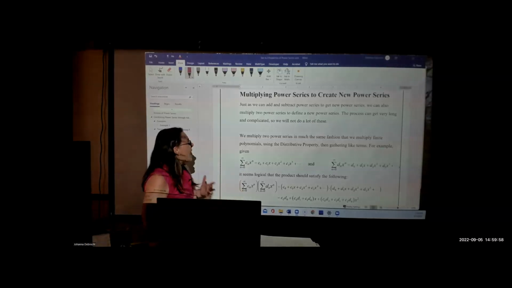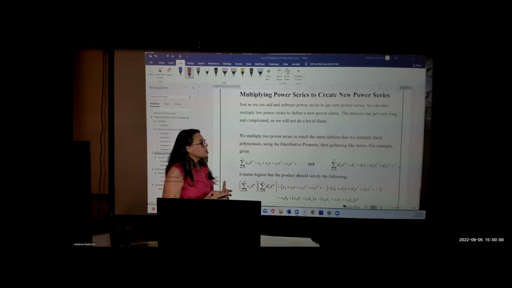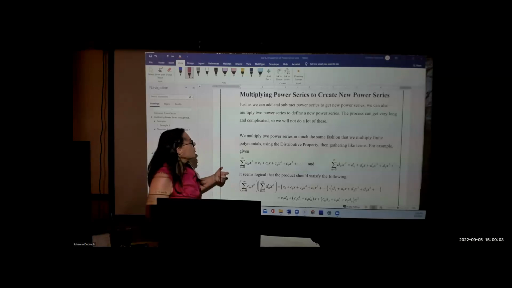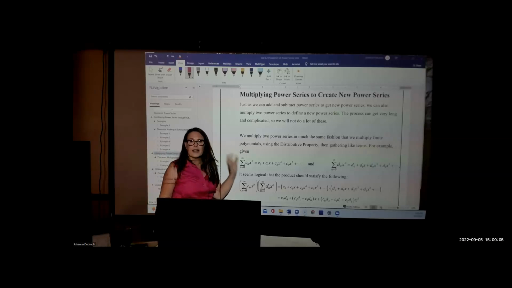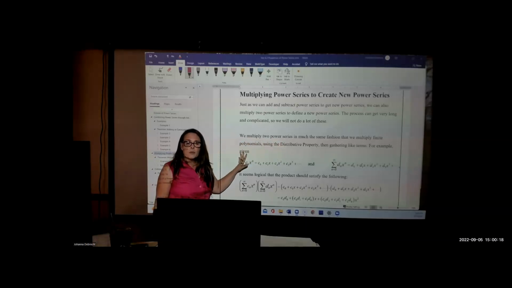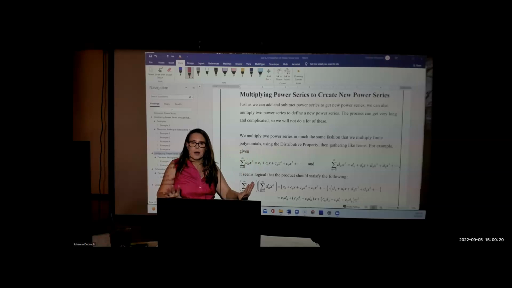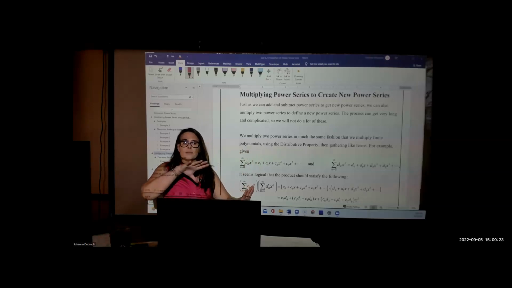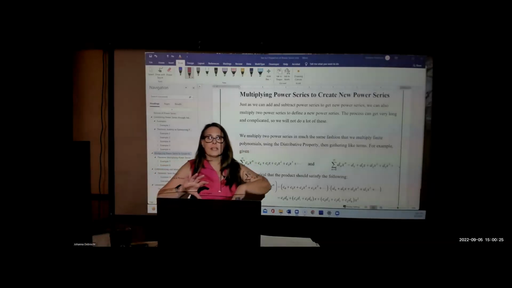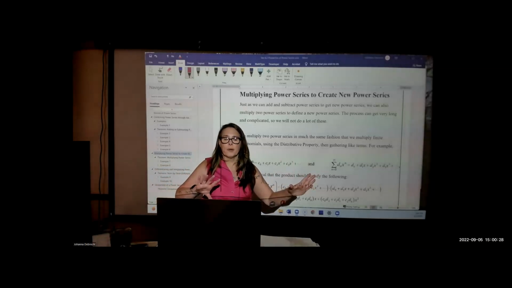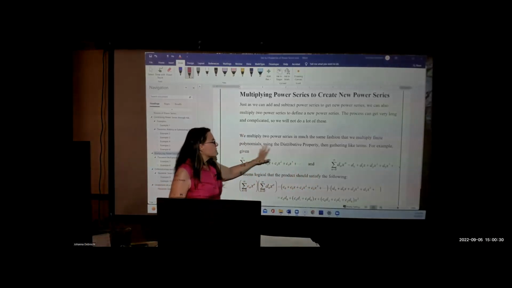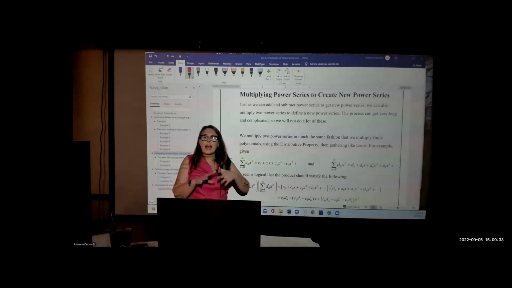So just as we can add and subtract power series to get new ones or compose to get new ones, we can do this with multiplication. Now, the process can get long and rather complicated, so we're not going to do a lot of these. In fact, we're only going to do two. We multiply power series, though, in pretty much the same way that we would multiply two finite polynomials together. Like if you had a third degree polynomial times a third degree polynomial or a fourth degree polynomial, you would basically use the distributive property, and then you would gather like terms.